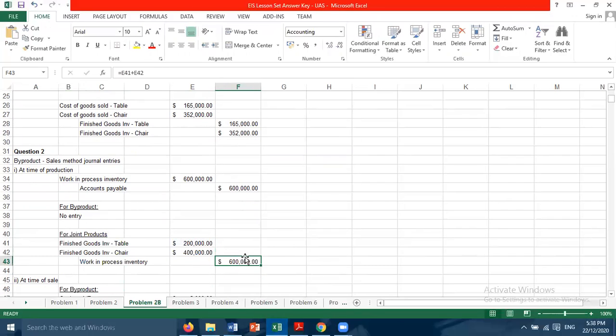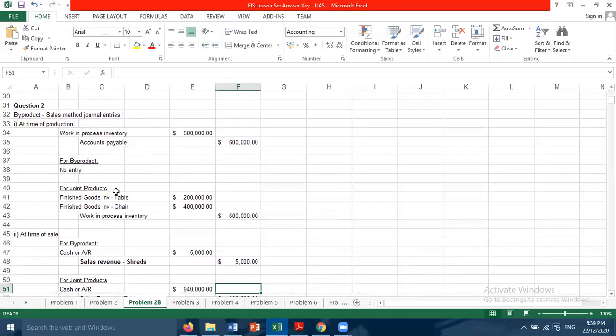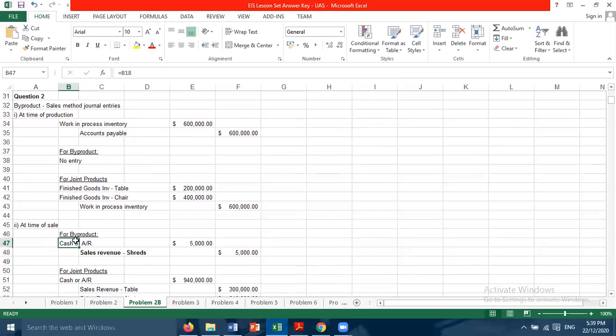Unlike before, which was 594,000, since we reduced it with the net realizable value of the byproducts in the production method. Now, however, using the sales method, we acknowledge sales revenue for the byproducts. In this case, when we sell the byproduct, we debit cash or AR, and we instantly credit sales revenue with the byproduct, by the amount sold, of course, which is 5,000.